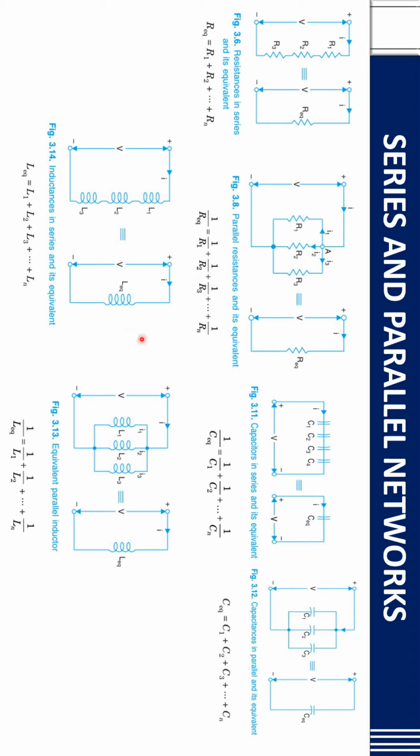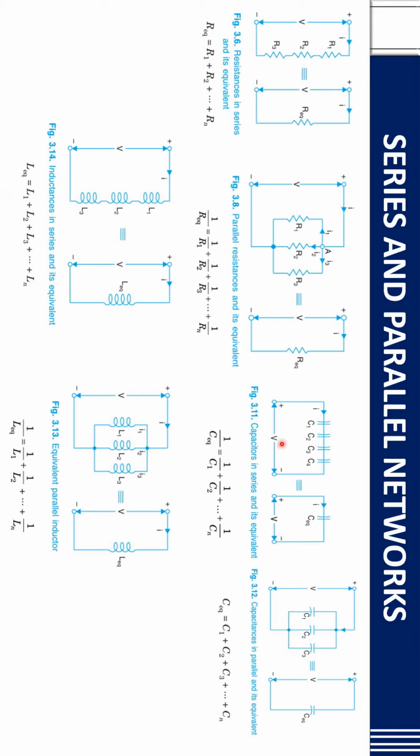Okay, and lastly, while writing the R equivalent, if you get 1 by R equivalent as x by y form, then R equivalent will be y by x. Why? Because it is a reciprocal. Because 1 by R equivalent is x by y, R equivalent will be y by x. We need to change the denominator to numerator and numerator to denominator after calculating.